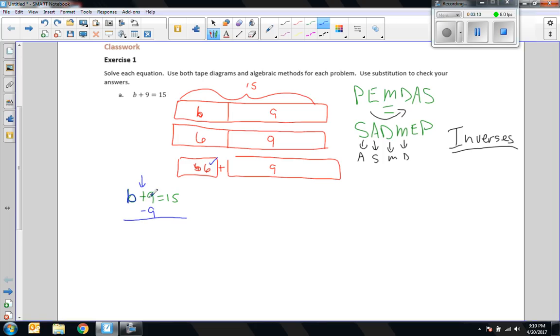Since I subtracted 9 from the left side of the equation, if I just subtracted 9 from there and said b equals 15, well, that's not true. If I take something away from the left side of an equal sign, I've got to do the same thing to the other side, or the equation is no longer equal. So if I subtract 9 from the left, I have to subtract 9 from the right in order to make this true. So 15 minus 9 is 6. And I have b by itself, and then I can check: 6 plus 9 does indeed equal 15.